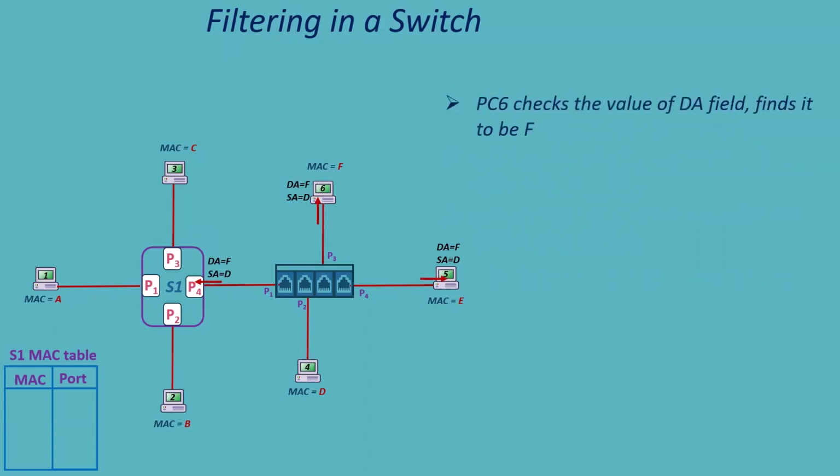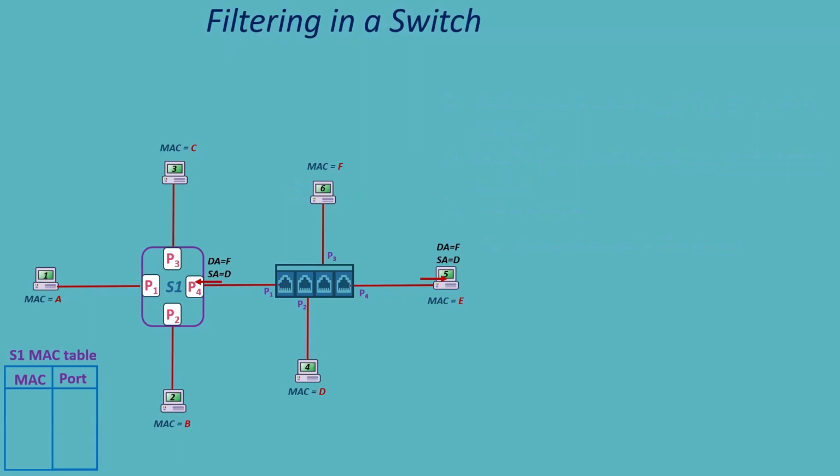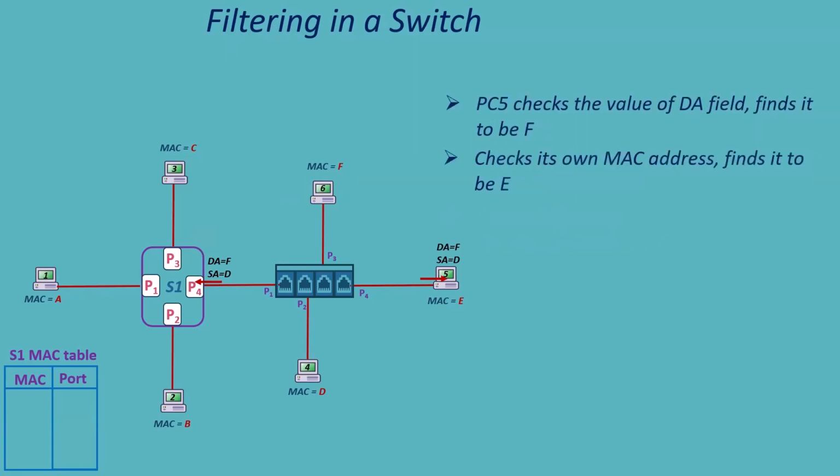PC6 checks the DA value and finds it to be F. It compares it with its own MAC address, which is also F. It matches, so it accepts it. Good. PC5 goes through the same process, checks the DA value, and matches it with its own. The DA value is F, its own MAC address is E. They do not match, and hence the frame gets dropped.